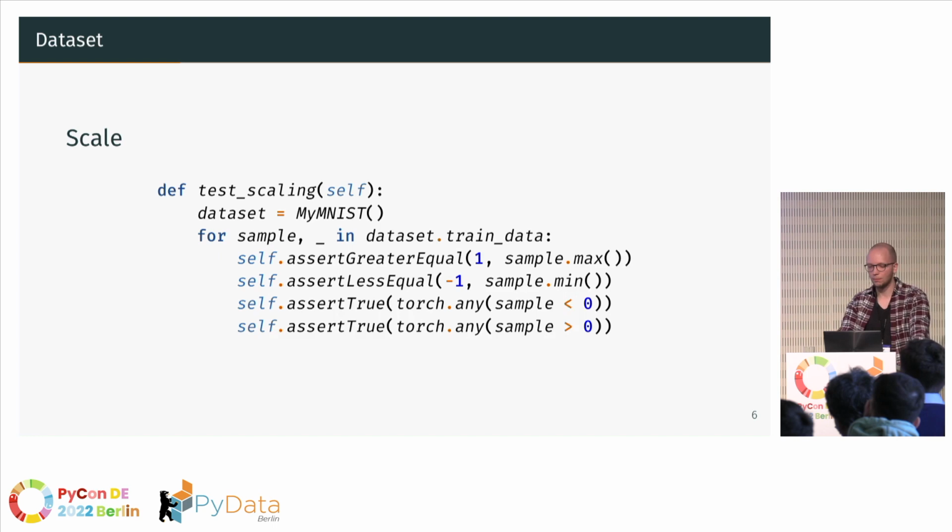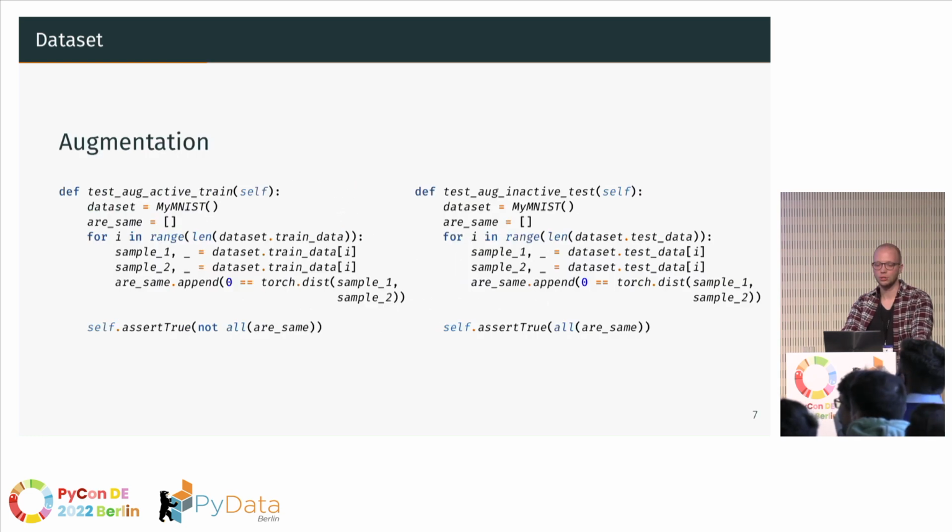Okay. The next part is a little bit more complicated. We want to use data augmentation for our training. And data augmentation means in this case we have random augmentations. So if I pull the same sample 2 times from the data set, it should be different, but only on the training data. We don't want to augment our test data. So the most important thing we are testing here is does our augmentation return random deviations of our samples, and if it's activated on the training set, and deactivated on the test set.